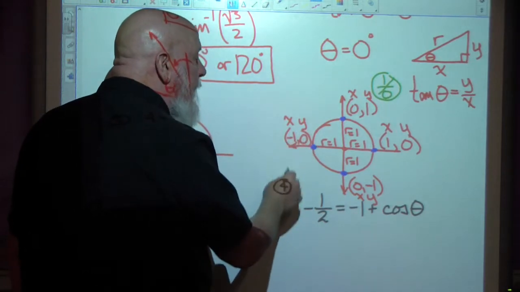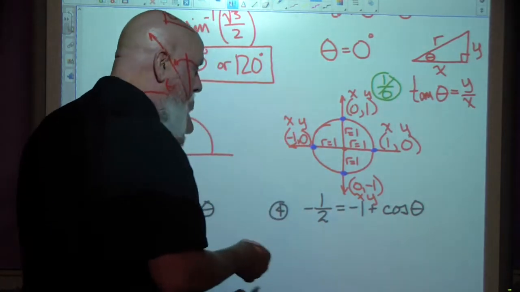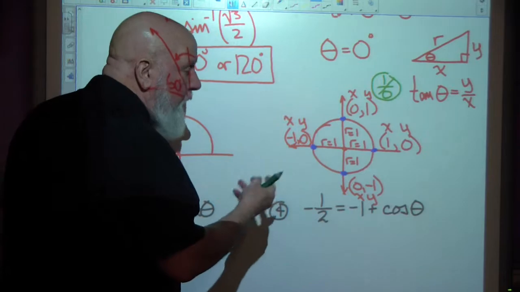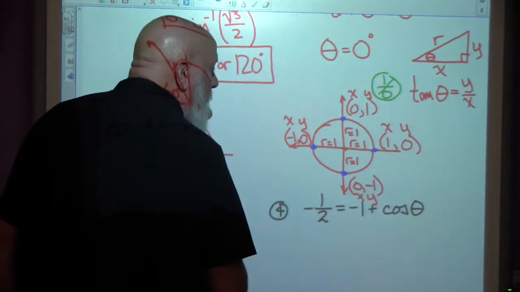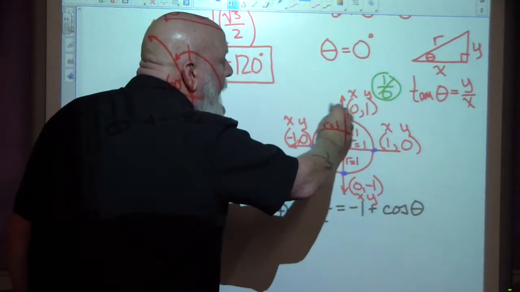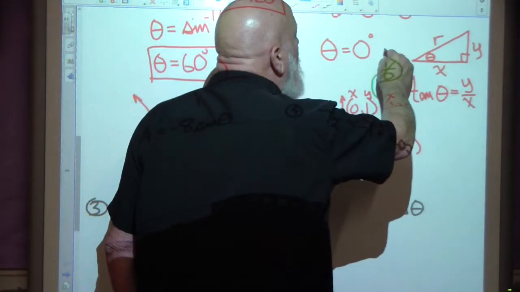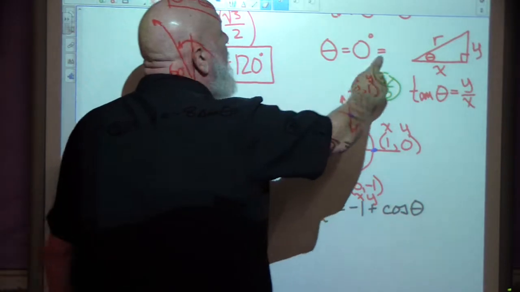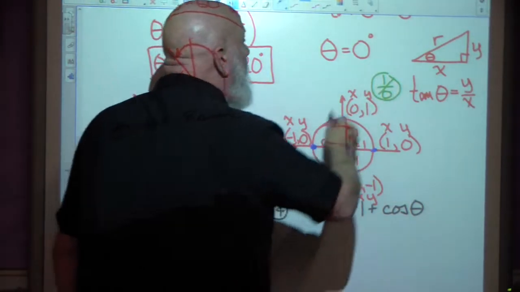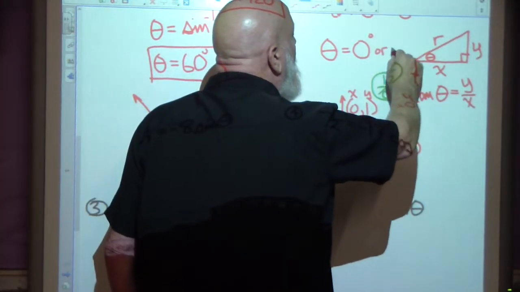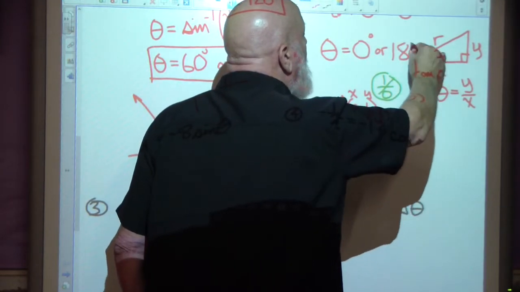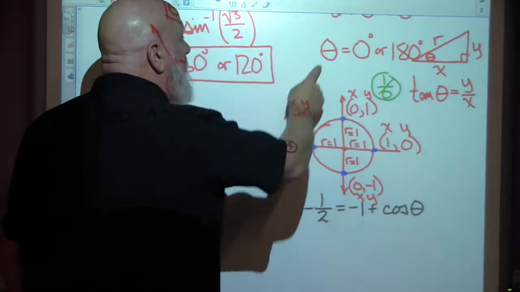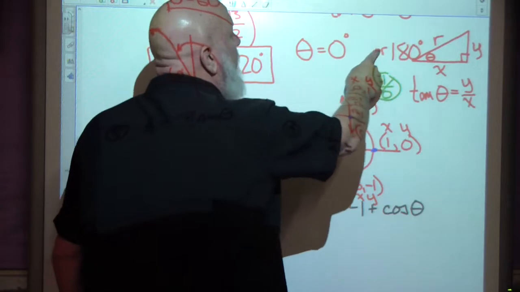What's y over x here? Well, that's 0 over -1. 0 divided by anything other than 0 is 0. So this is a 180-degree rotation. So this could be 180 degrees also. Scooch this over to the left a little bit so it's not quite so crowded.